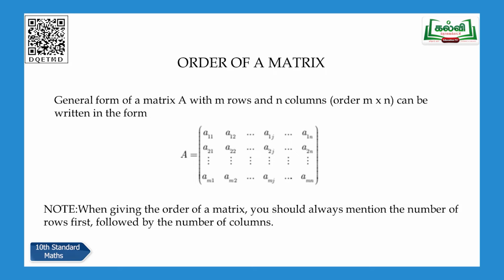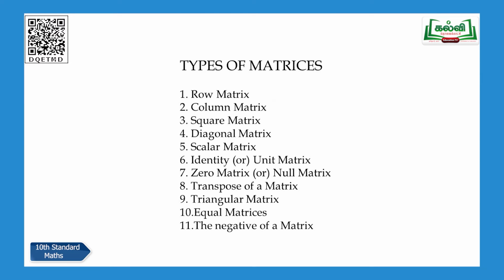Usually the order of a matrix is written as m cross n or m by n. The number of rows should come first and the number of columns should come next. So when giving the order of a matrix, you should always mention the number of rows first, followed by the number of columns. Now we are going to see the types of matrices.